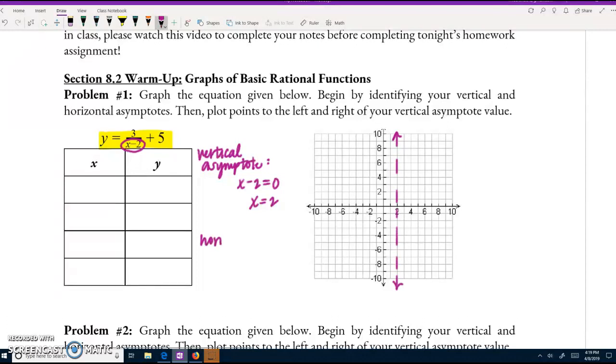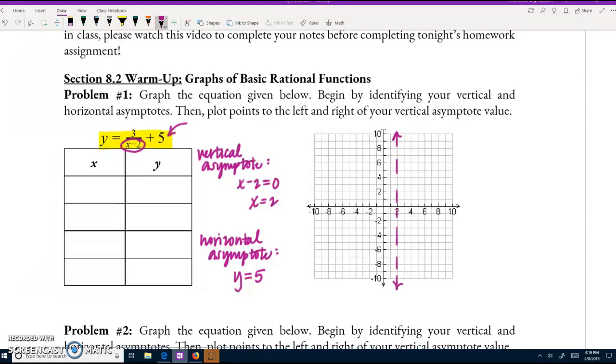Then I want to find my horizontal asymptote. So my horizontal asymptote is going to be the line that goes side to side that my graph will approach but not touch. Now when I have it in this format, where I have a constant divided by x plus or minus some number, and then I have plus another constant here on the right, this constant is going to be my horizontal asymptote. So that will be y equals 5.